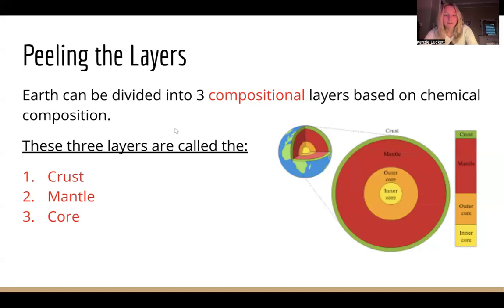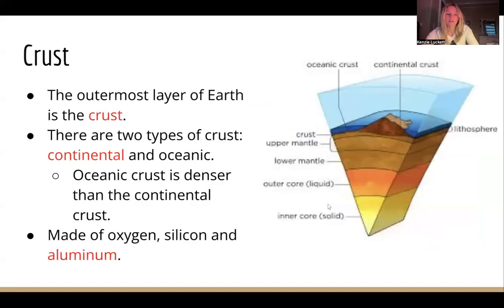Really, when we're talking about the compositional layers, the outer and inner core are made of the same material, nickel and iron. So when we're talking about compositional layers, we combine the outer and inner core together and just call it the core because they're both made of the same material. So we have three compositional layers: crust, mantle, and core.